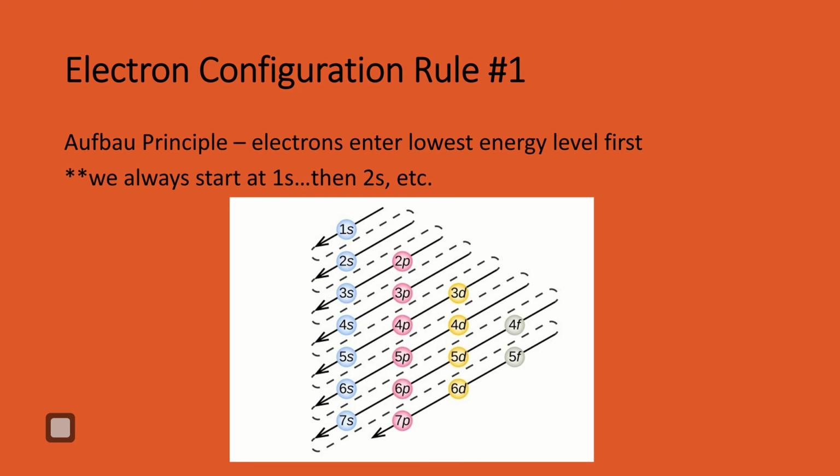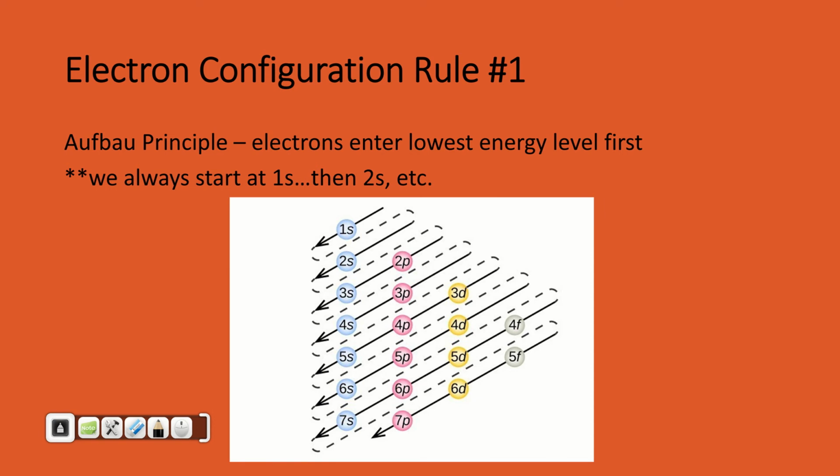Electrons will always enter the lowest energy level first. Even when you're at a much higher element farther down on the periodic table, you will see that we always start in 1s, and then it's going to be followed by 2s, and there will be a pattern that develops. This diagram right here, I'll try to quickly come back to it after I go through it.